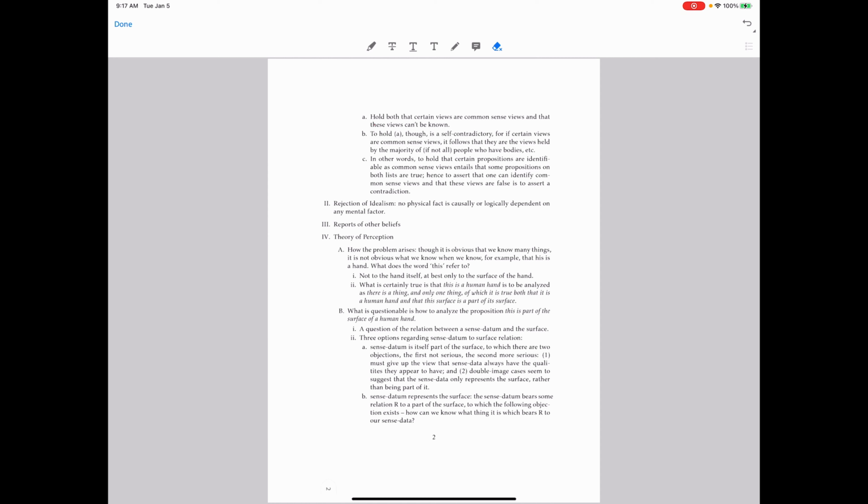A smart skeptic here will just demur. The skeptic will say, "No, you tell me. You tell me what are the common sense views, and then I will show you why they can't be known to be true." There's a long history in discussions of skepticism of people trying to show that the skeptic cannot coherently articulate his skepticism. From that, of course, it doesn't follow that they're logically inconsistent.